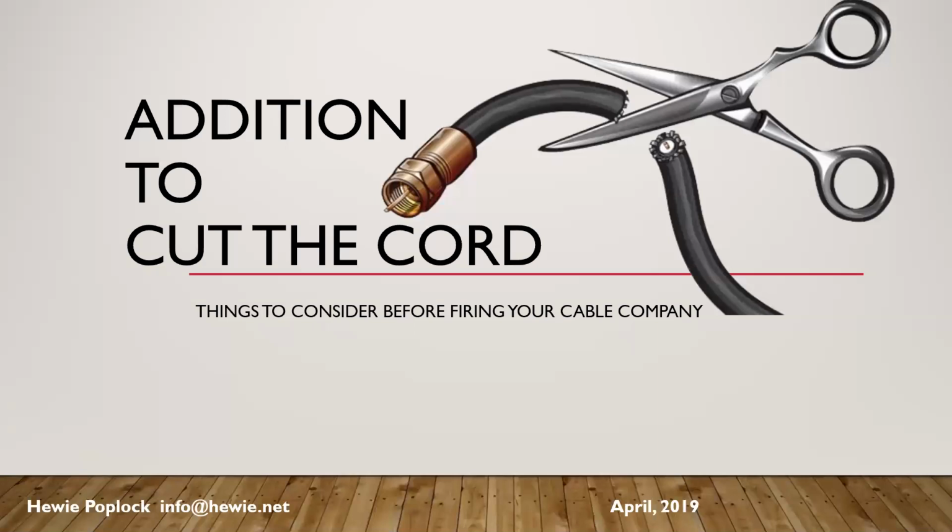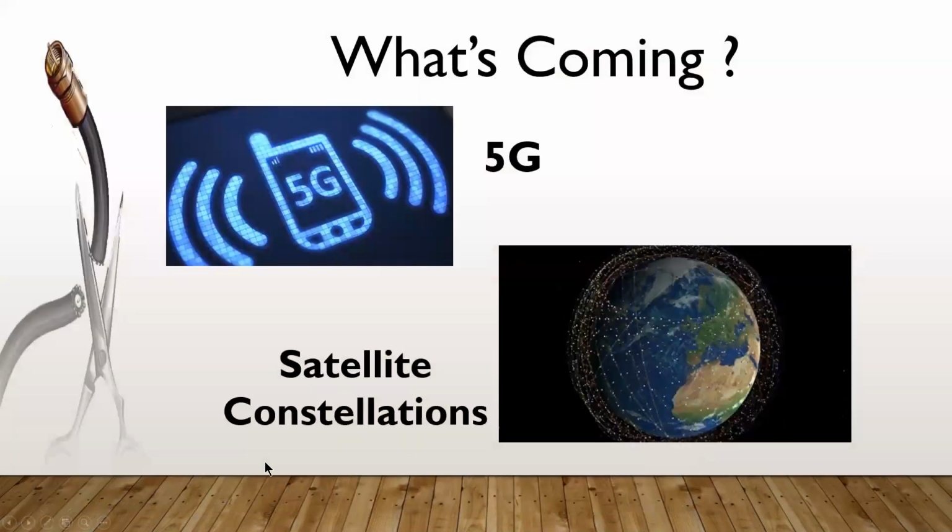This is the screen for my presentation, and I added a few of these slides to my latest presentation, as I said, to Central Iowa, but I've now added a few more slides to explain. So I think this will help understand some of the things that I was just talking about. The first one is what's coming. We got 5G coming, and we got satellite constellations coming.